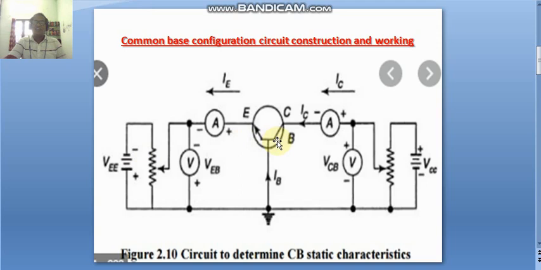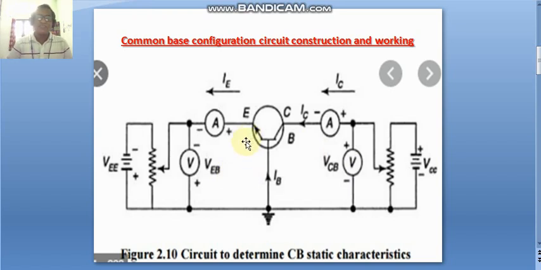So here the NPN transistor is connected in the common base configuration because the base is connected into the input circuit as well as the same base is connected in the output circuit. We are giving the input here and we are taking the output here. Therefore this configuration is common base, as we discussed in the previous class.